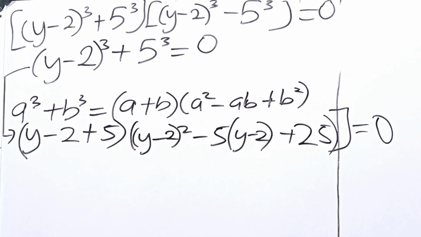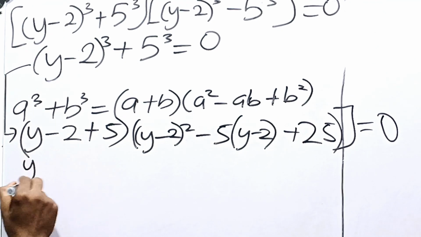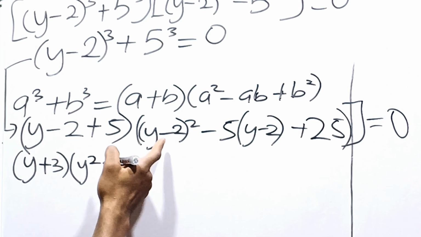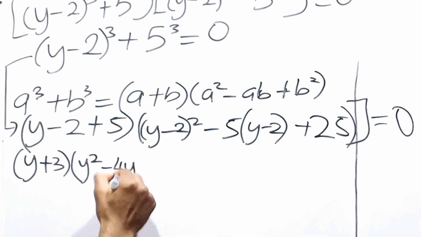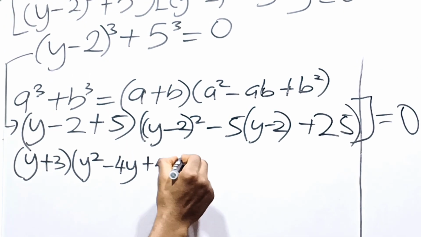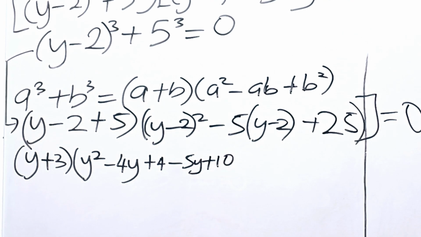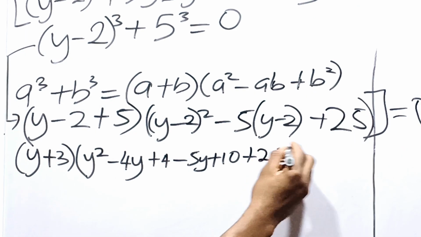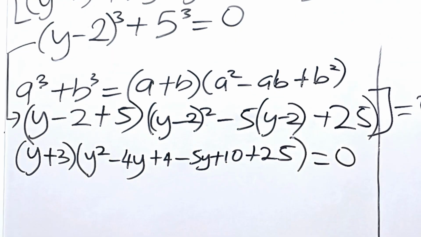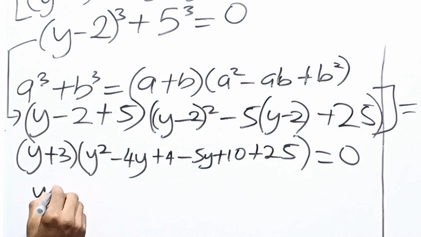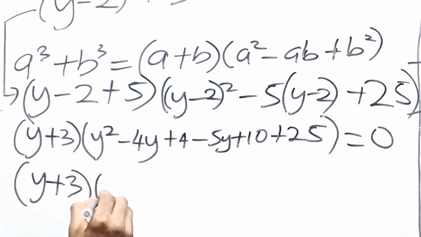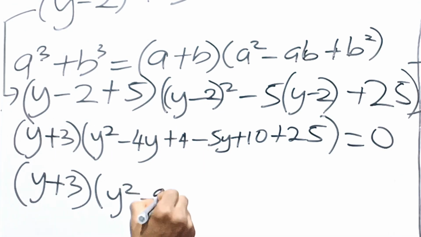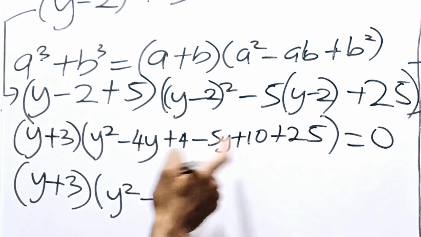Alright? Now we have that y minus 2 plus 5 is the same as y plus 3, rather, multiplied by y squared minus 4y, we are putting this bracket now, plus 4 minus 5y plus 10. Alright, this is minus 5y, this is plus 10, plus 25, okay, is equal to 0. Now, we have that y plus 3 into y squared minus 4y minus 5y is minus 9y. This is 10 plus 25 plus 5, 35 plus 4 is 39.